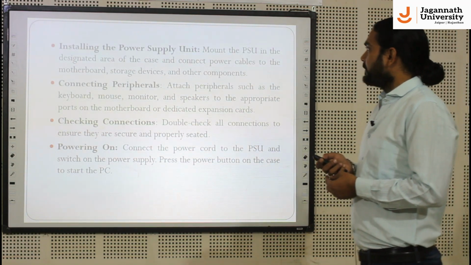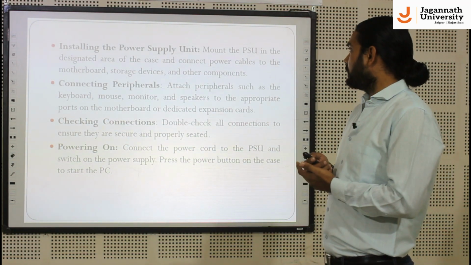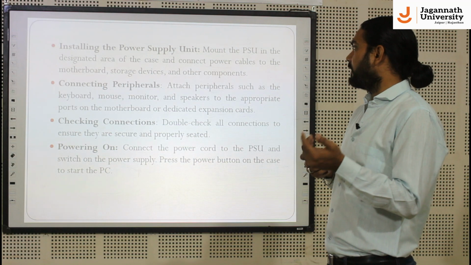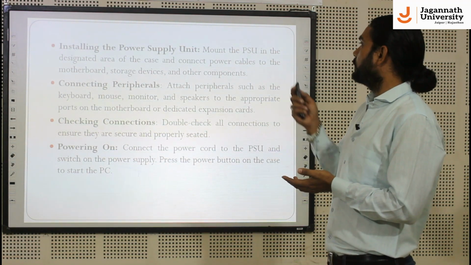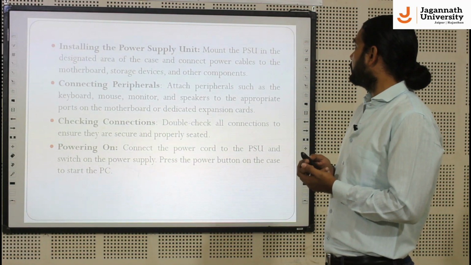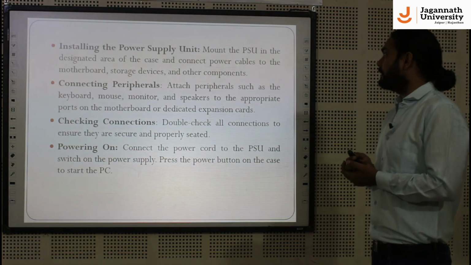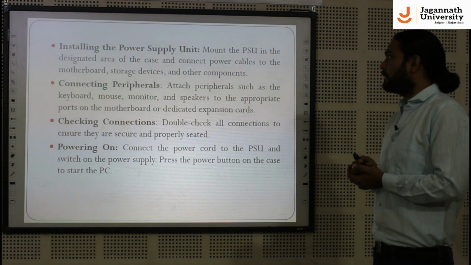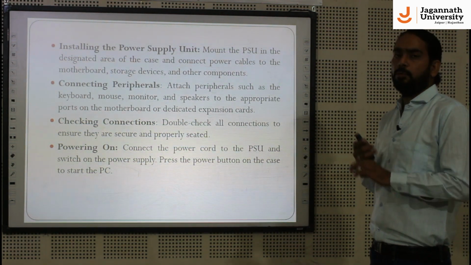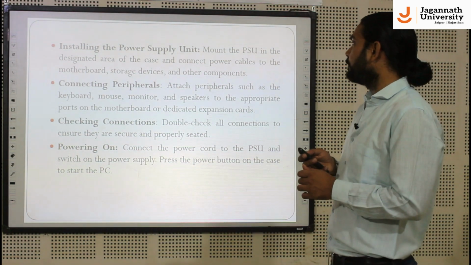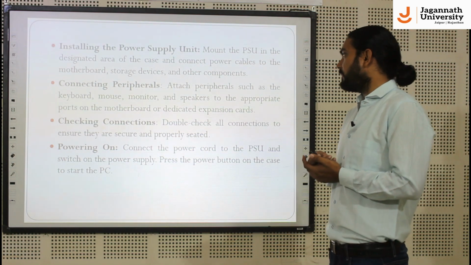The next step is installing the power supply unit. It is also a compulsory unit to power our CPU and to use our devices. To install the power supply unit, mount the PSU in the designated area of the case and connect power cables to the motherboard, storage devices, and other components. So power is needed everywhere: in the motherboard, in the storage devices, and in the other peripheral components.